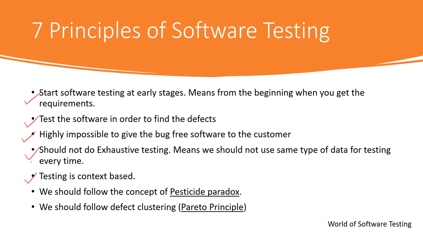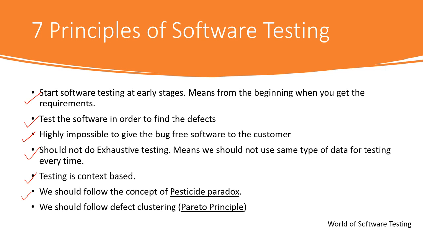The sixth principle is that we should follow the concept of pesticide paradox. If you are executing the same test cases, the same tests running for a longer time again and again, they won't find defects for us. Basically, what happens is we design some test cases at the start of the testing, and then we run all those test cases during the continuous releases.